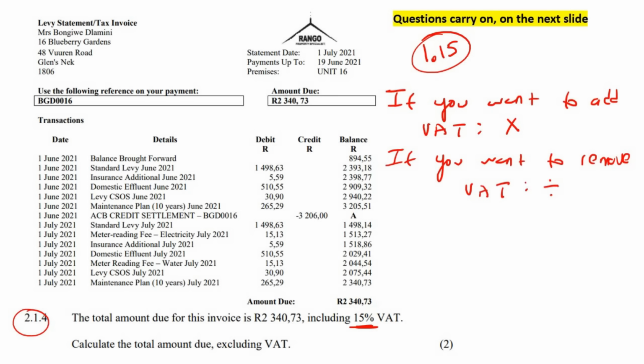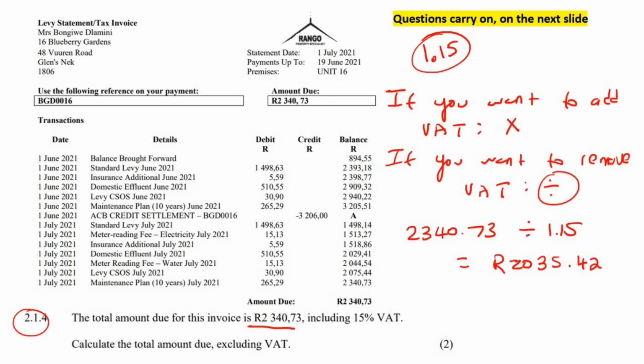So we already have this amount, and that already has the VAT. Now it says calculate the total amount due without the VAT. So we want to remove VAT, so we divide. We say 2340.73 divided by 1.15, and that'll give us 2,035.42 if you round to two decimal places. So that is the amount without the VAT.